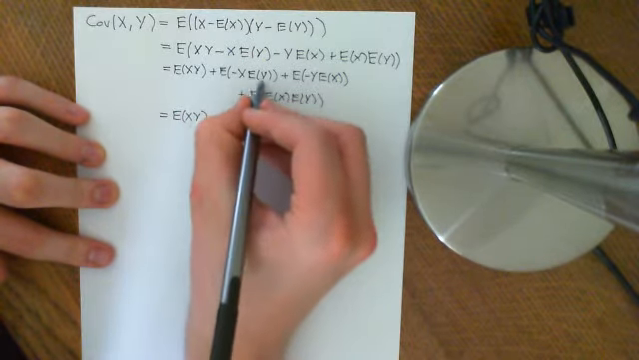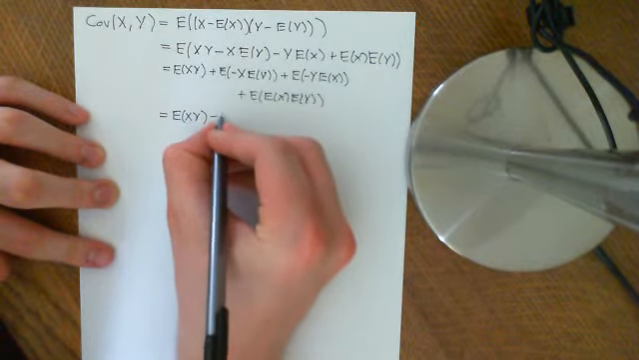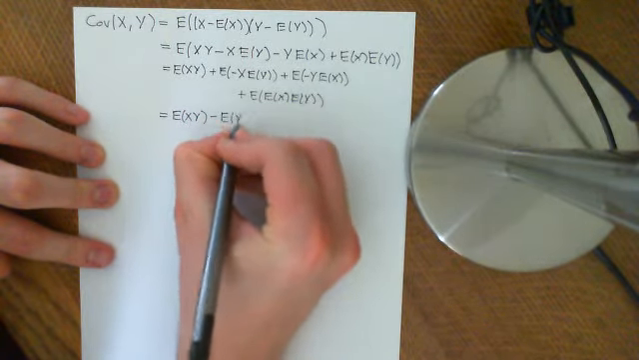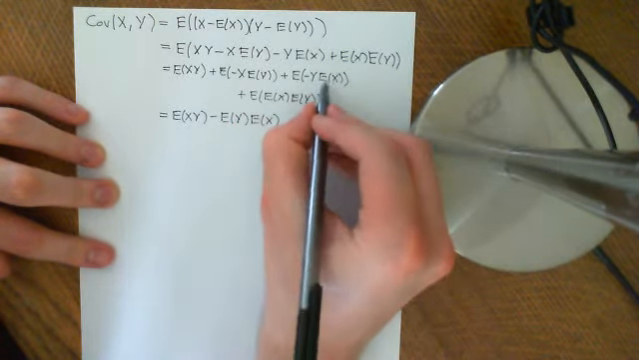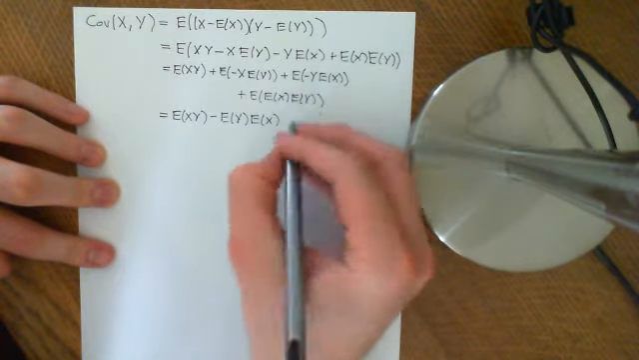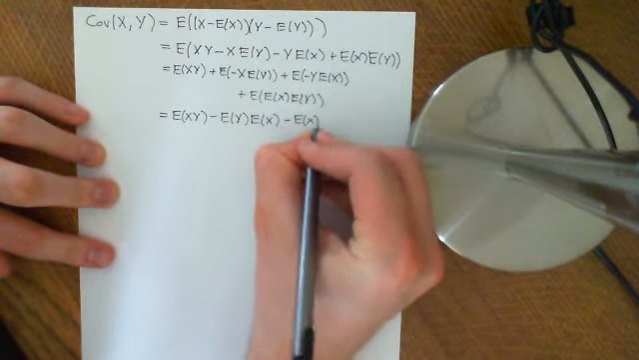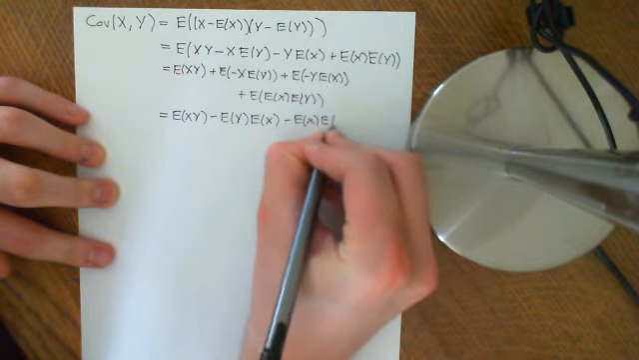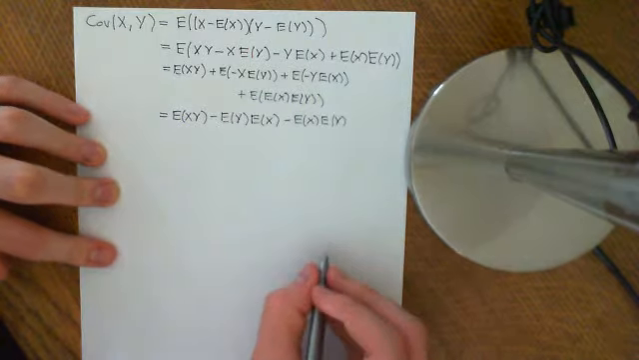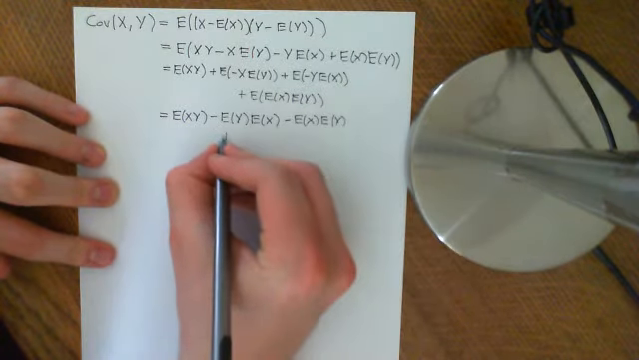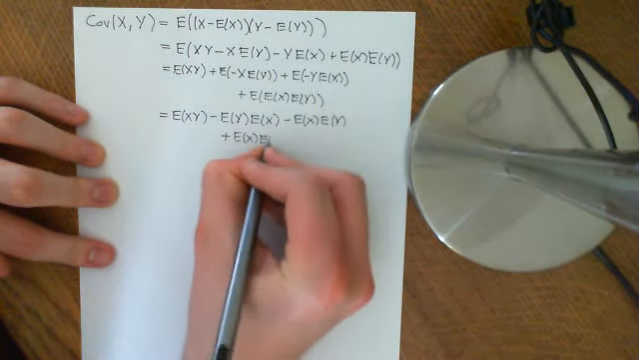Now the expected value of y and that negative sign are just constants, so they can be pulled out, so we'll get negative the expected value of y times what's left, the expected value of x. In here, the expected value of x and that negative sign are constants, so we'll pull them out, so minus the expected value of x times what's left, the expected value of y. And then here, we're taking the expected value of a constant. Now, the expected value of a constant is just that constant. So this is just plus the expected value of x times the expected value of y.